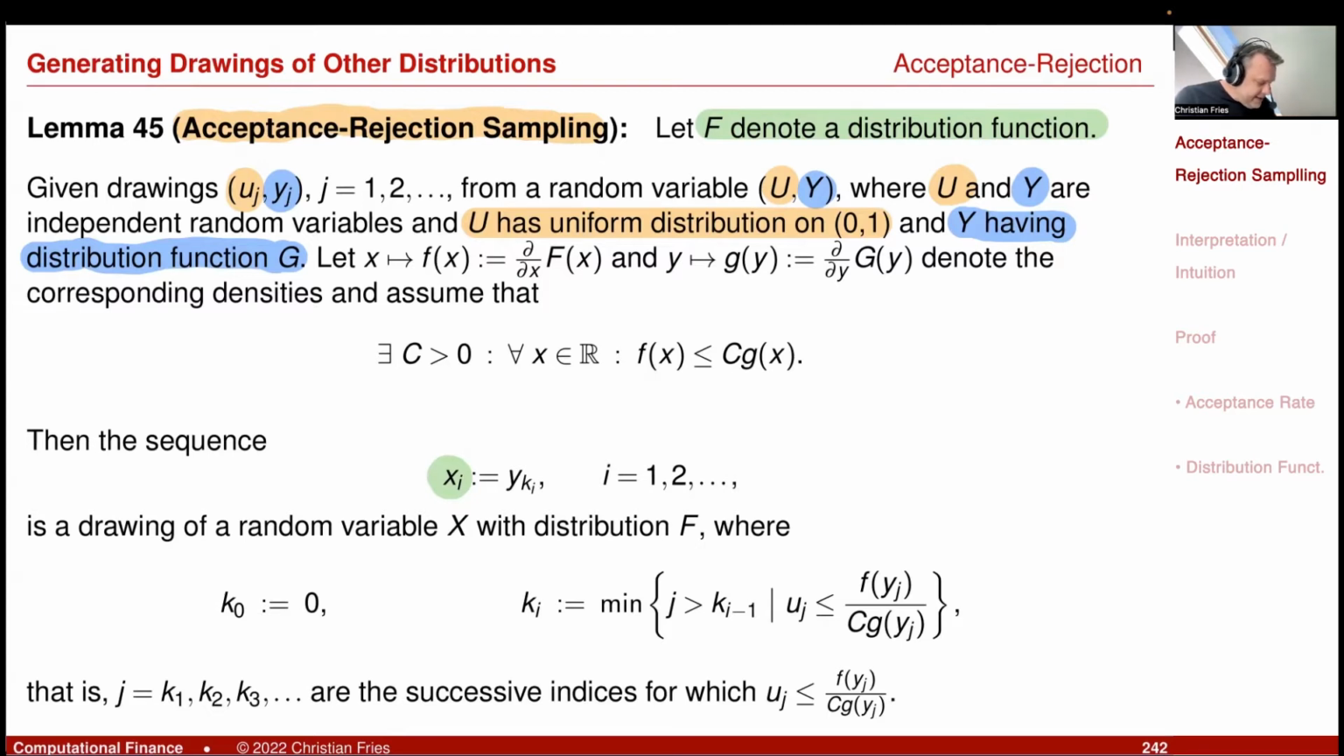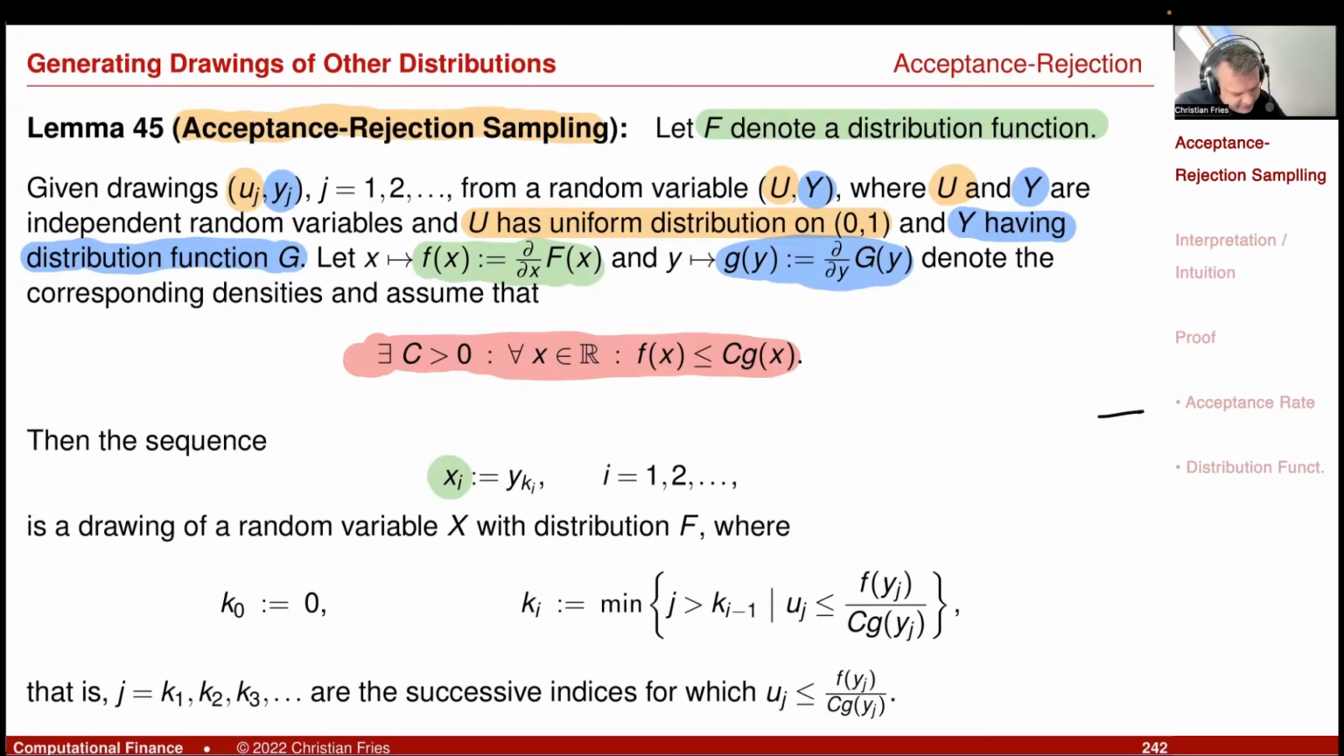So now let little f denote the density of my X, so it's the derivative of the distribution function F, and let little g denote the density of the Y, so it's the derivative of the distribution function capital G, and assume that I have the following condition. So there exists a constant c such that the density f of x is less or equal to c times g of x.